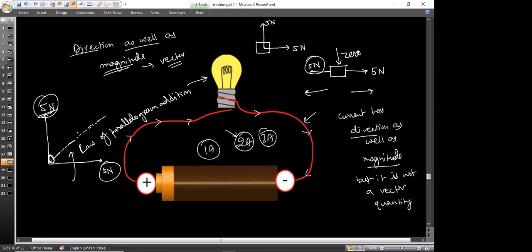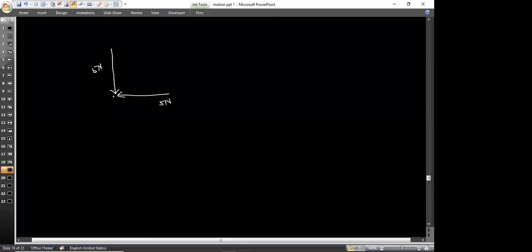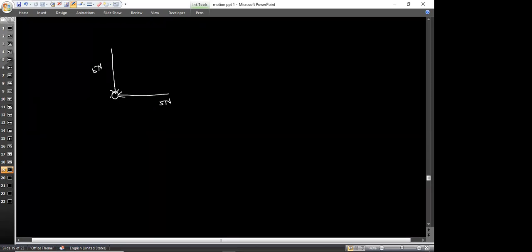Okay, so I'm going to give you another example. Just listen once more and be concentrated. Suppose 5 Newton force is added to this direction, 5 Newton force to this direction, 5 Newton force to this direction, and 5 Newton force to this direction. Here a ball is placed. Just think, at the same time a person hits this ball. Both persons are going to hit this ball in this direction and this direction.